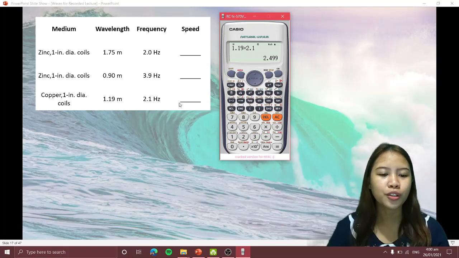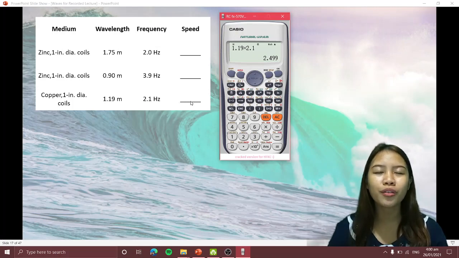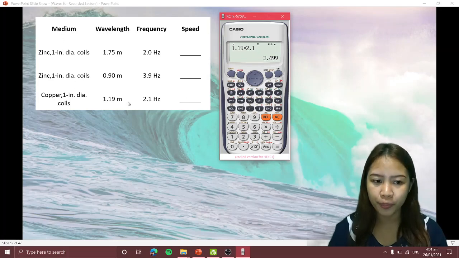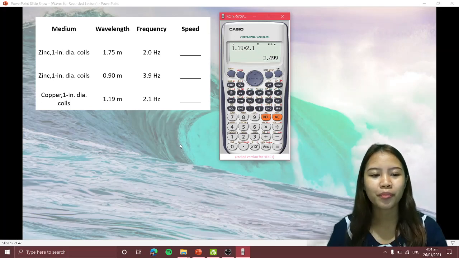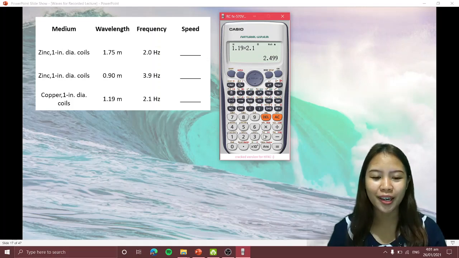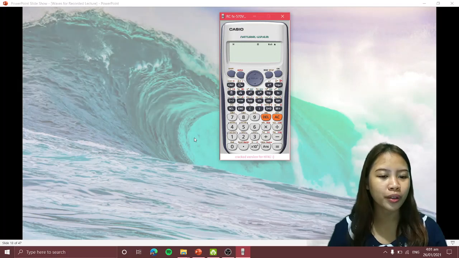So that is the speed. What does it mean? Based on their experiment, copper has the least speed, or is the slowest among the three of them. The copper wave has the slowest speed. So that's it. I hope that you are copying the answers. Now let us move on to our next slide.